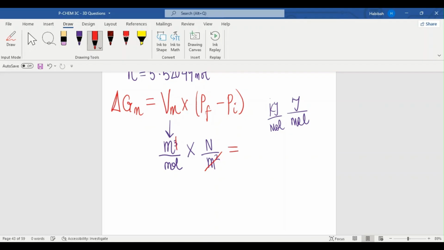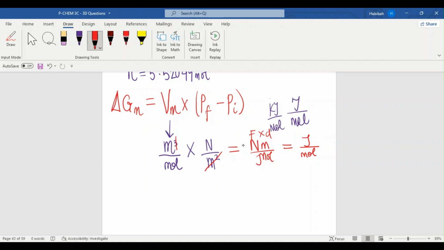So we end up with Newton meter divided by mole. Remember, Newton meter is the same thing as joules. The reason why is that the unit for energy or work done is joules, because what is the formula for work? Force times distance, and the unit for work is simply joules. So we can just say Newton meter is the same thing as joule, and then per mole will be joule per mole.